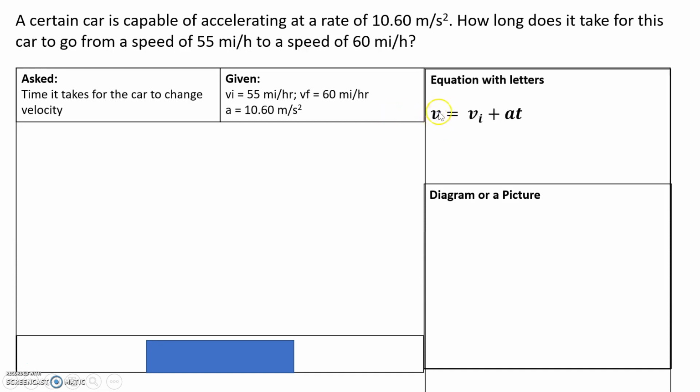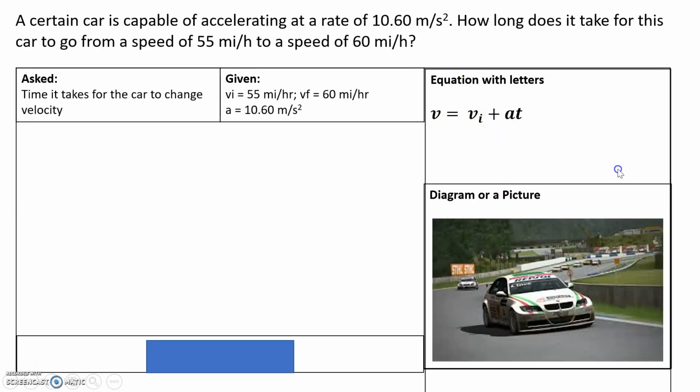Next, we determine what equation we are going to use to solve this problem, and we're going to use kinematic equation number 1, which is final velocity equals the initial velocity plus acceleration times time. Now keep in mind that we have to solve for t, so we need to rewrite this equation, and I will show you how in just a moment.